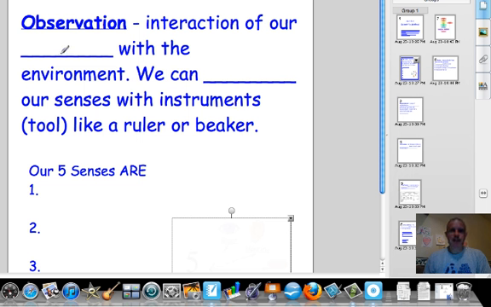So when we go to make an observation, we're having an interaction of our senses with our environment. And at times we can extend our senses by using instruments. Different tools like a beaker or a ruler will help to do that.